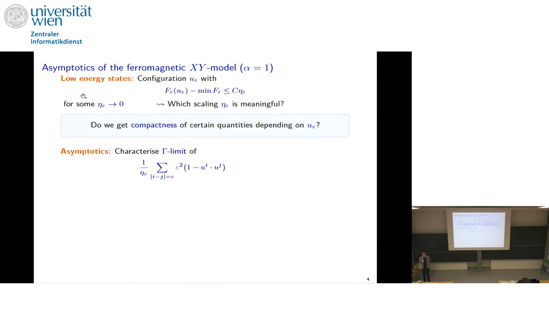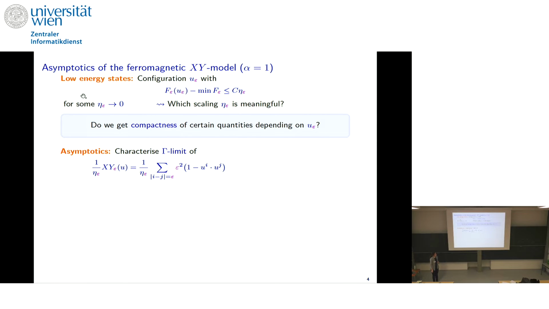Understanding the asymptotics of low energy states means I want to characterize the gamma limit of this new energy after removing the ground state energy and rescaling it by eta epsilon, the meaningful quantity. Now, let me give a name to that. Finally, this is what I will refer to as the XY model energy, so the energy after removing the energy of a global minimizer.